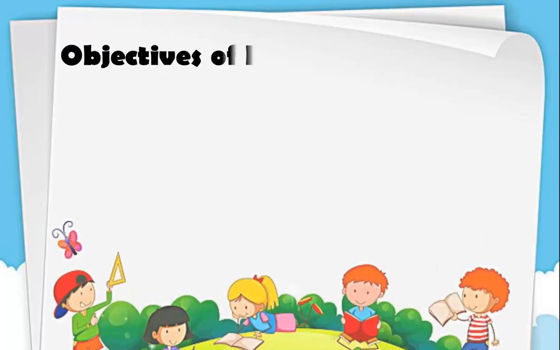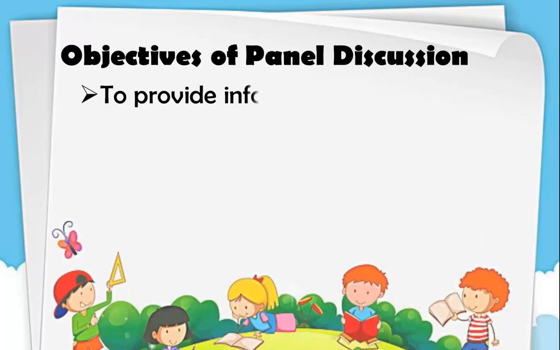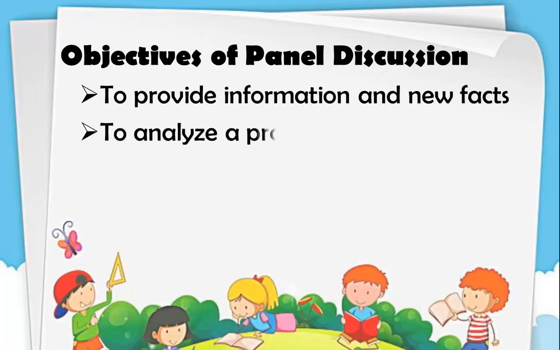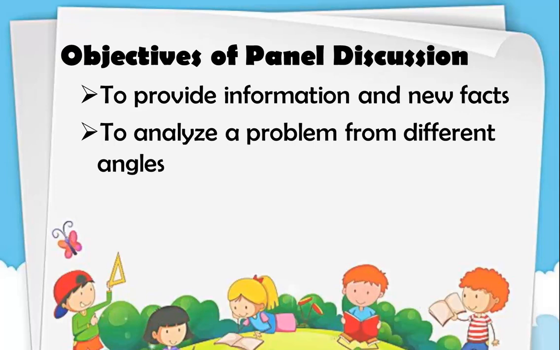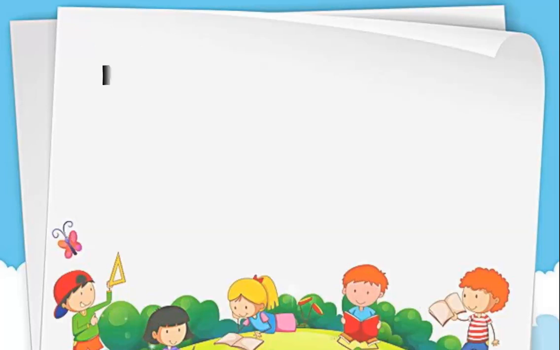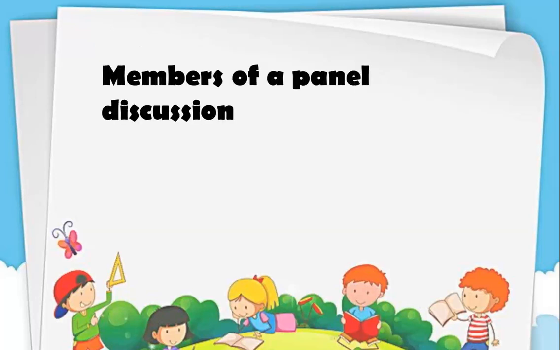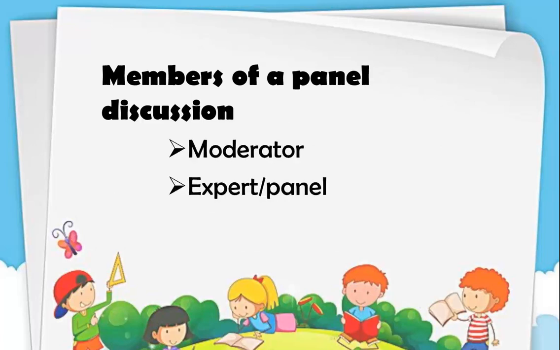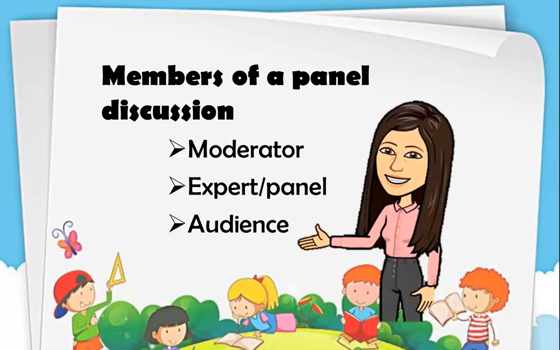Panel discussions have the following objectives. First, to provide information and new facts. Second, to analyze a problem from different angles. Third, to identify the values. And fourth, to organize for mental recreation. The members of a panel discussion include the moderator, the expert or panel, and the audience.